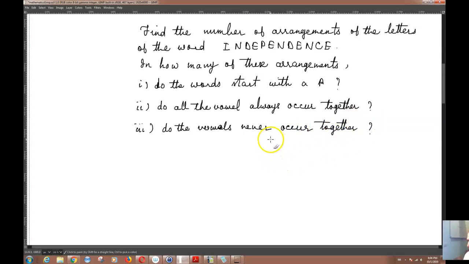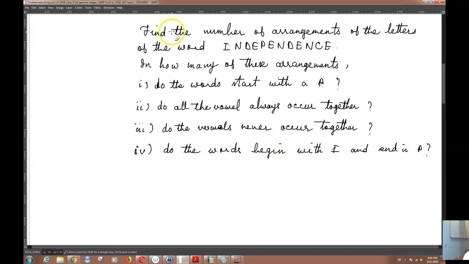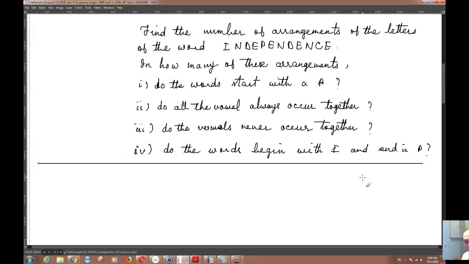Or do the words begin with I and end in P? Number 4, do the words basically begin with I, and end in P? So we want to answer these questions, right? And this is a typical question that you do need to understand how to solve, and you do need to understand everything about this problem. We will do that together.